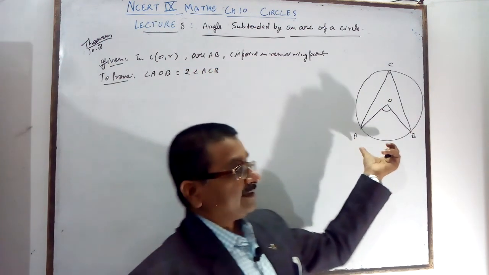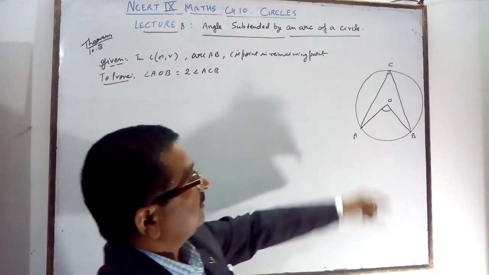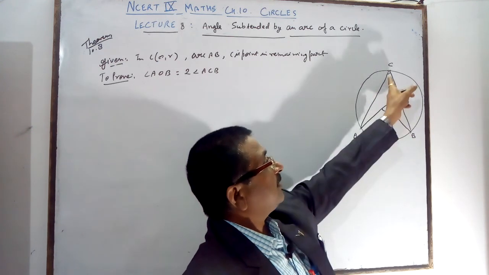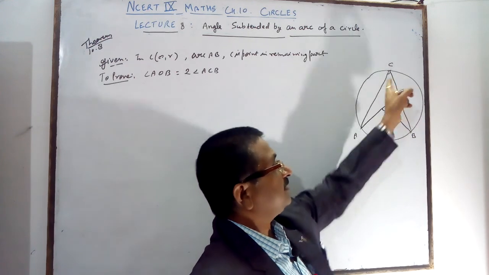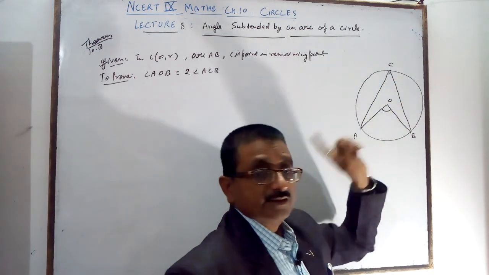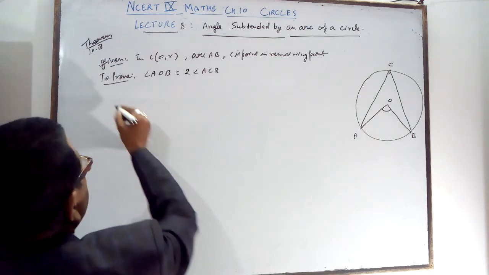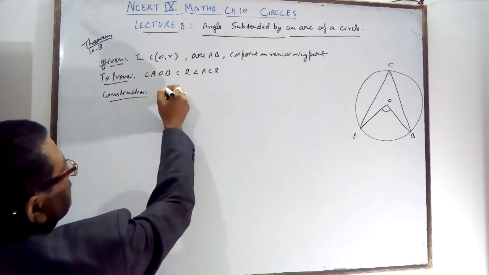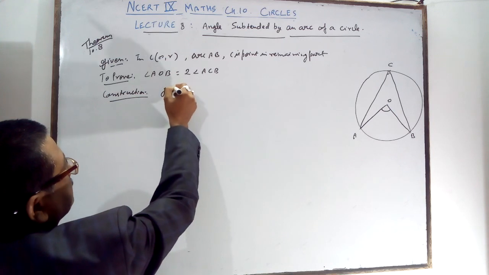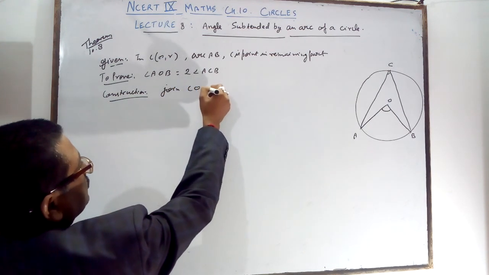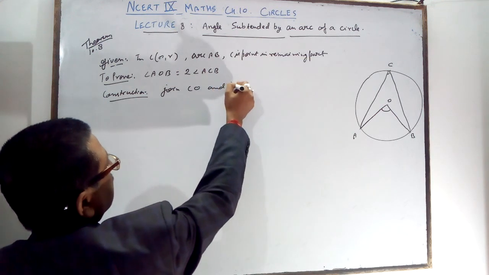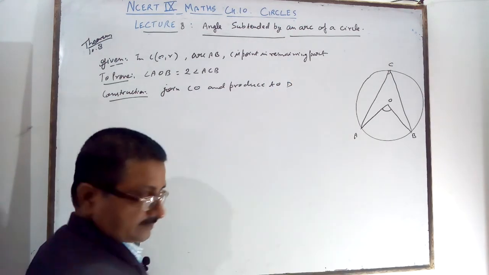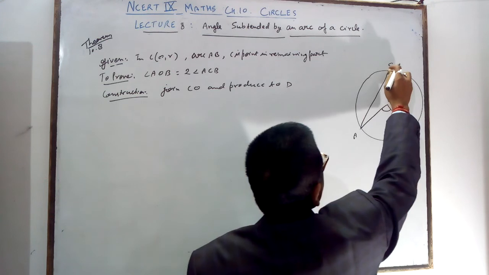Very important result. The angle subtended by the arc at the center is twice the angle subtended by the same arc. This angle is double of this. If it is 20, then it will be 40. If it is 10, then it will be 20. If it is 100, then it will be 200. Very simple. So for this proof, you will do the construction. What is the construction? Join CO and produce it to D.